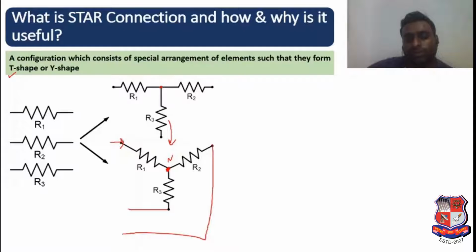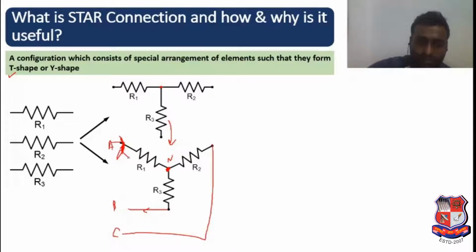So when current flows over here, suppose this is A phase, this is B phase, and this is C phase. Current IAN will be equal to IAB. It means line current is equal to phase current.